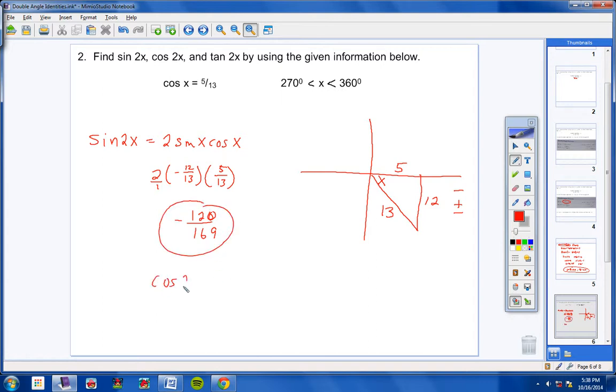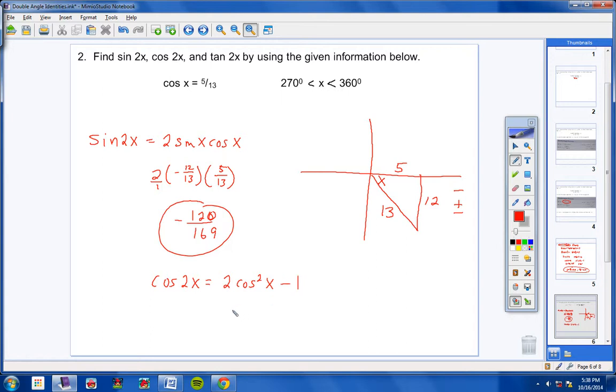Now let's continue on and let's find the cosine of 2x. The cosine of 2x. Now there's 3 different choices you could make, okay? From your double angle list. And I don't really care which one you use. For me, I chose this one for really no certain reason. I just chose to use this one. 2 cosine squared x minus 1.